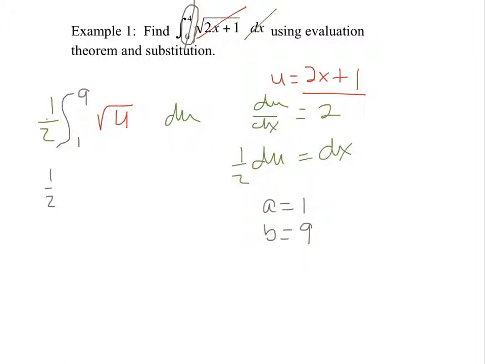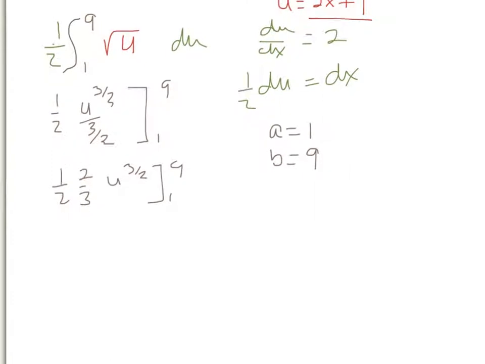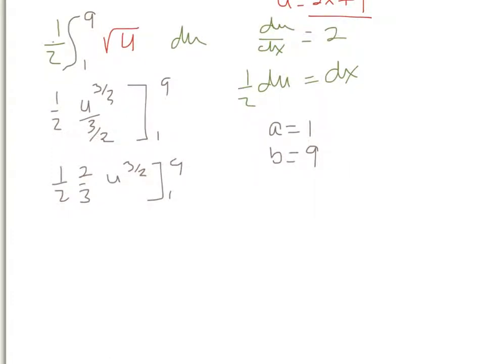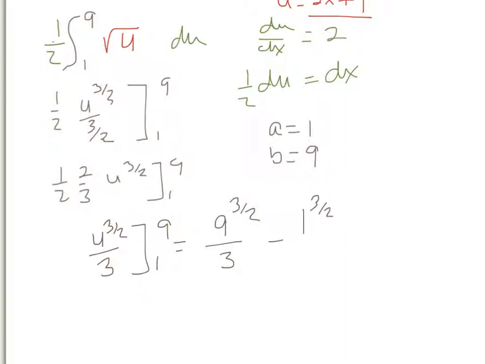All right, so if I go ahead and do the antiderivative, I would get u to the 3/2 over 3/2. I'm going to evaluate that from 1 to 9. So I would get 1/2 times 2/3, u to the 3/2 from 1 to 9. Just move this up a little bit here. All right, so it looks like I have u to the 3/2 over 3 from 1 to 9. So if I plug 9 into that, and then 1 into that, and subtract them, I will get the area under the curve.